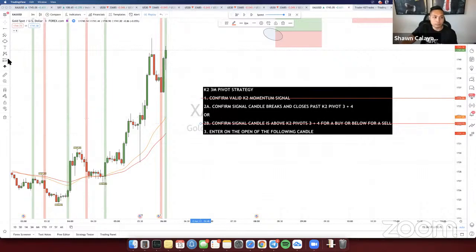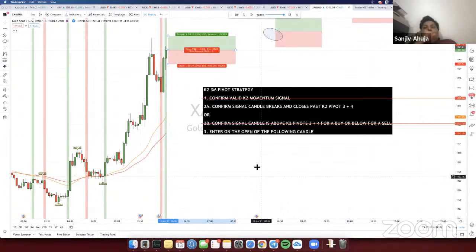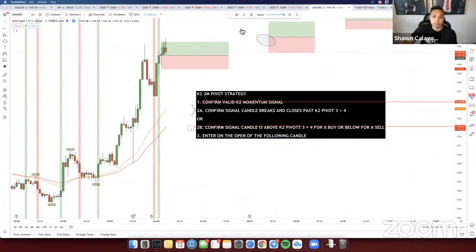So with that said, you enter on the open of the falling candle right here. And then I think we said 150 for our TP stop loss. And with that said, you go next. And there you go. Straight to TP rather quickly, about 6 minutes, I think, you're in this trade. So that would be for 2B.